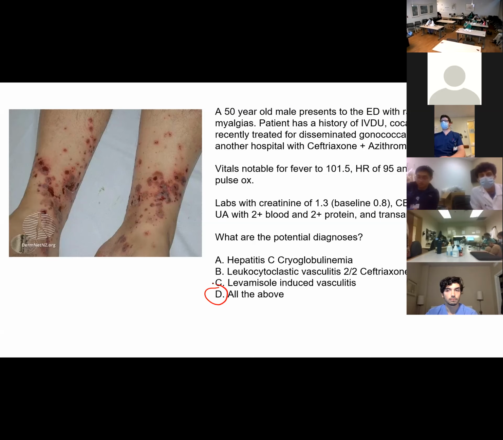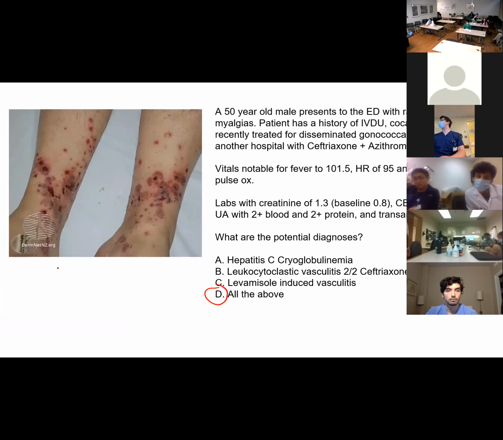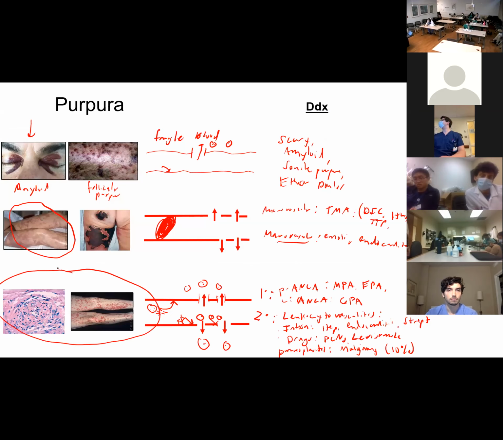So we ended up doing a further workup, and especially when you see palpable purpura, really what you should be thinking about is this category down here. It's more likely to be secondary to vasculitis, just from immune complex deposition. It will usually hang out in the legs just because there's higher pressure there with venous return. So anytime you see that, you really want to think about all the different types of vasculitis.